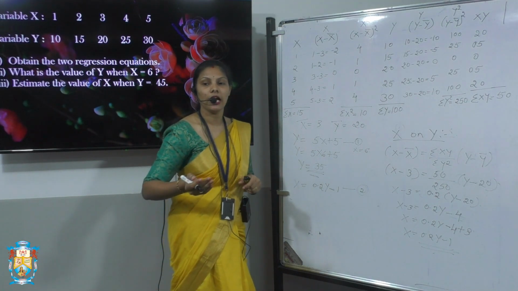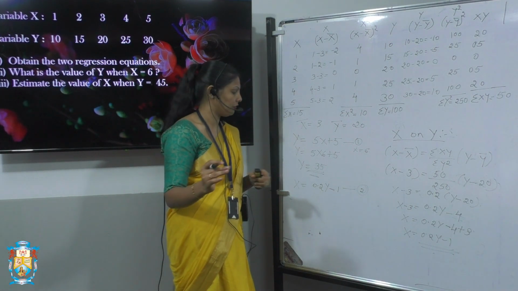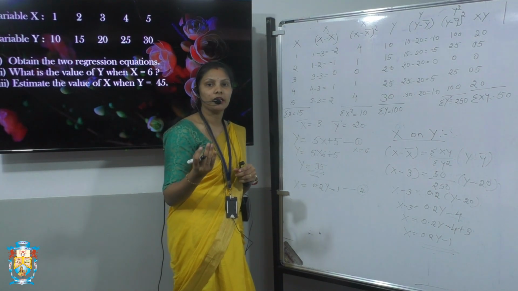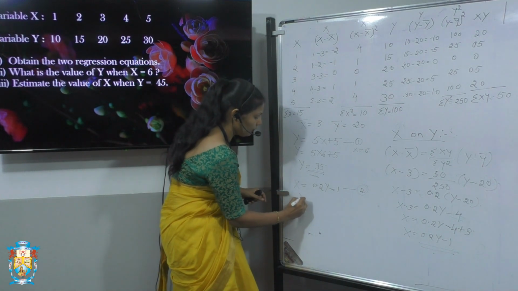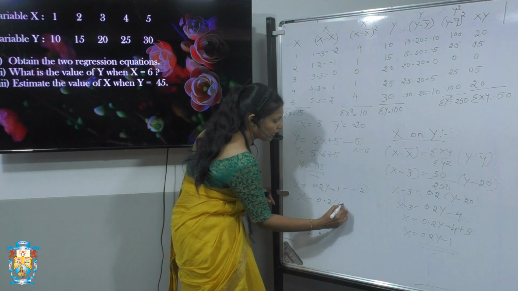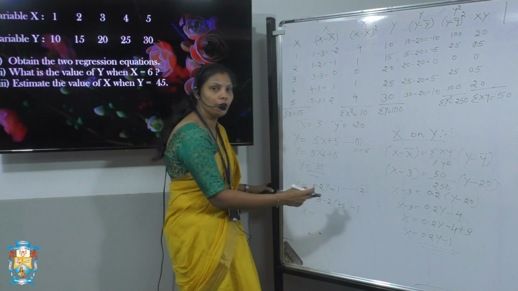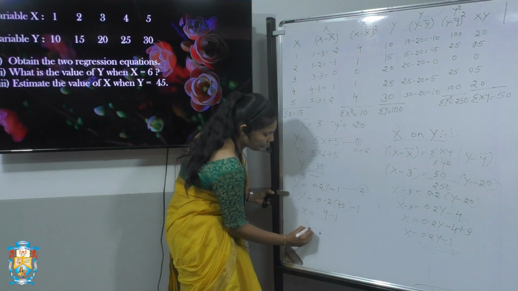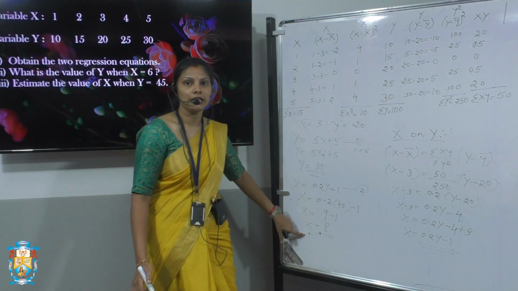And the next question they have given, estimate the value of x when y is equal to 45. So they have given the value of y as 45. Now we have to estimate the value of x. So we have to apply y to equation 2, where x is equal to 0.2 into the y value they have given, 45, minus 1. So x is equal to 0.2 into 45, which is 9, minus 1, so x is equal to 8. We will get the value of x as 8.